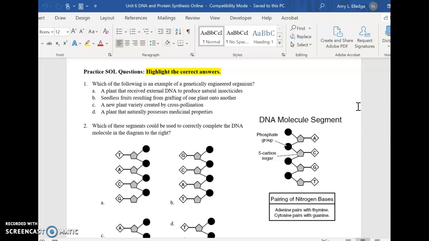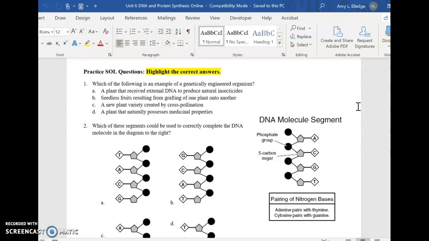B says seedless fruits resulting from grafting. Now, grafting is putting two plants together. That's not actually changing their genes, just how they grow. C, a new plant variety created by cross-pollination. So again, that's not engineering them. Cross-pollination would have to be a natural process. Humans could do it artificially themselves, but you're still not necessarily genetically engineering them like in a lab.